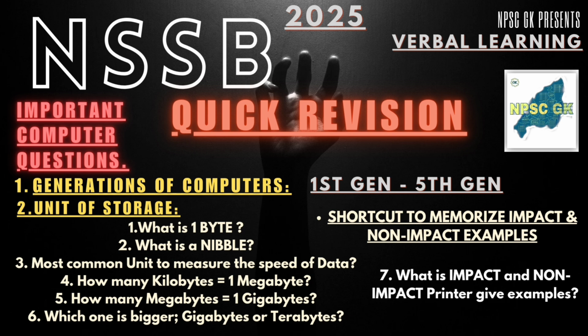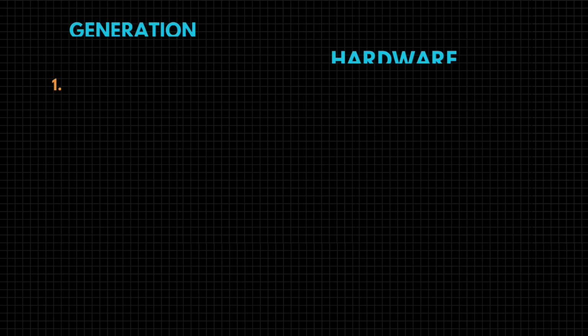So today we'll have a quick revision on some important topics of general computer. We'll talk about the generations of computer, first to fifth generation, and the units of storage in short form. I'll also be giving you some shortcuts on how to memorize the answers. This is a quick revision for those who have already studied, and also for those ultra legends who prepare at the last minute. I think this will help you in some ways. So let's begin without wasting much of your time.